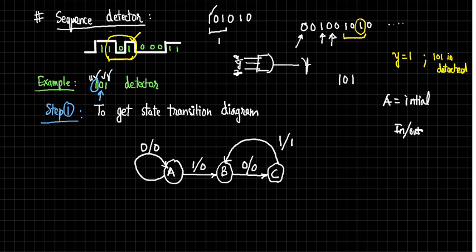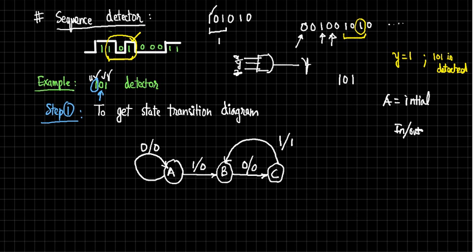Okay. What if here, now it comes to state C. What does state C indicate? 1 and 0 has been received. 2 bits have been received successfully. We'll wait for the third bit. If it is 1, then only I will say that the sequence has been detected successfully and I will throw the output as 1, otherwise not.